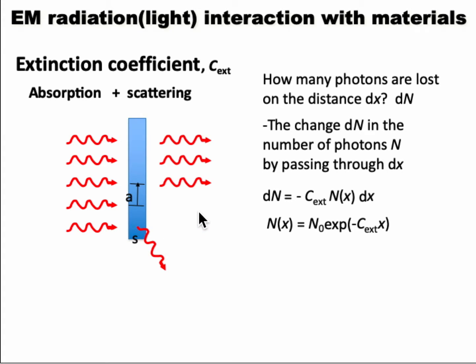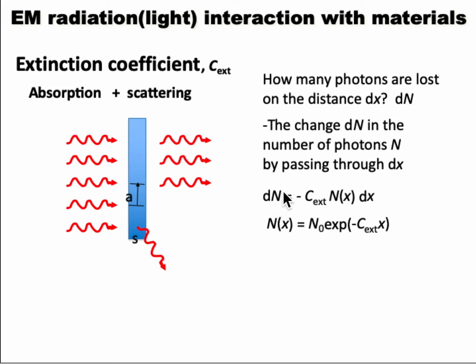We consider a slab of thickness dx. We consider a stationary situation and consider the number of photons per time. And we ask how many photons are lost by absorption or scattering in the slab. We call that dn. See the top equation.